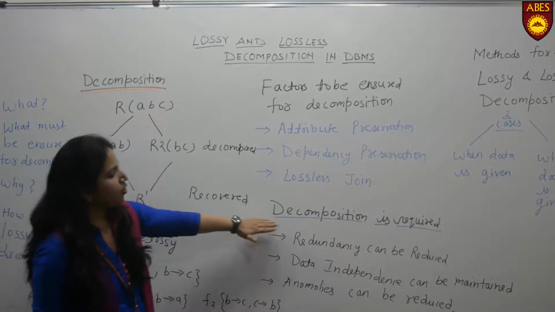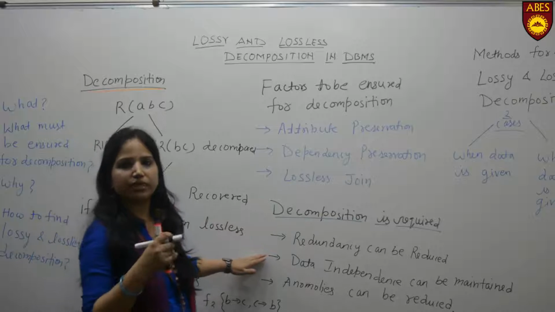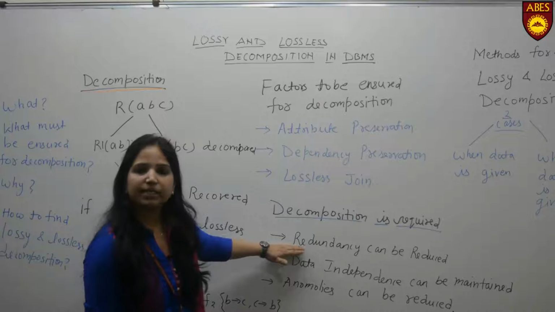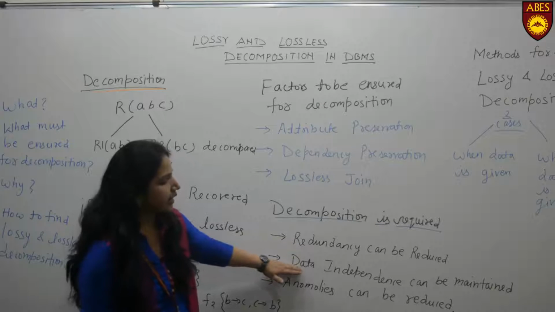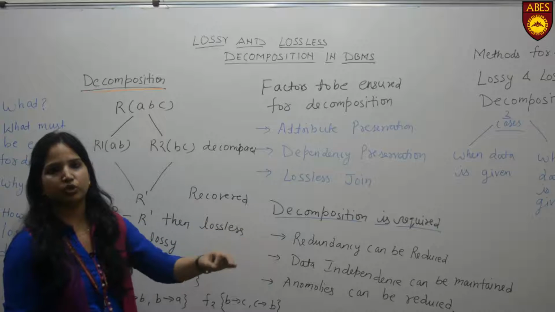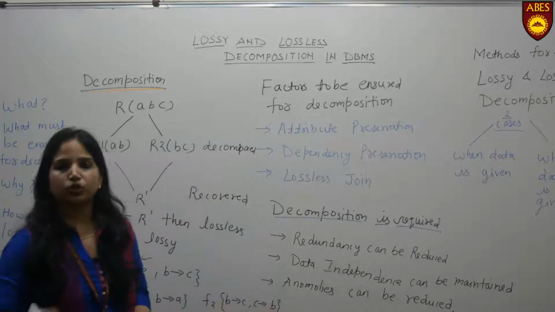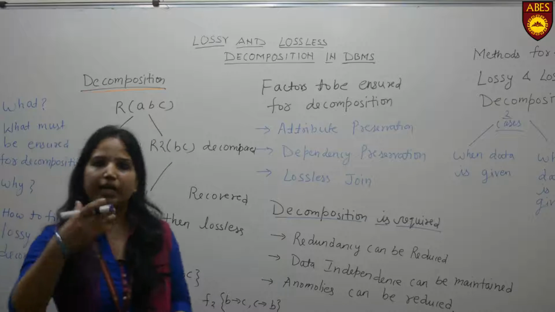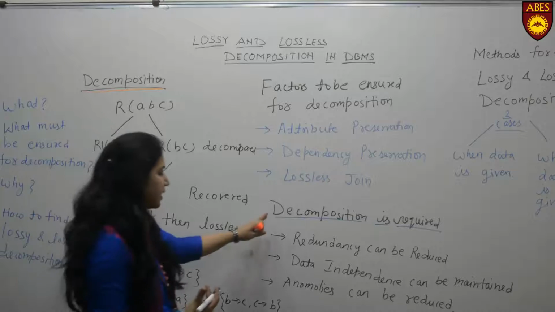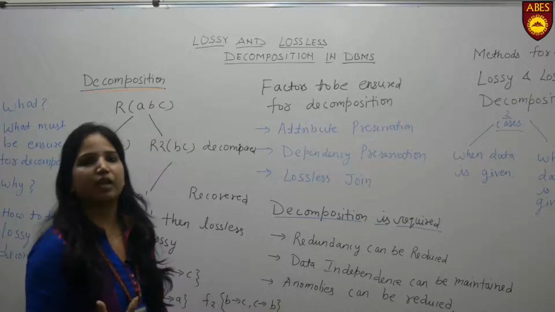Now the third question is why decomposition is required. There are 3 things we can obtain while decomposing a relation in database management system. The first one is that redundancy can be reduced. The second one is that data independence can be maintained while splitting a single relation into more than 2 relations. And along with these 2 properties, anomalies can also be reduced while doing decomposition. What are the basic anomalies in the database management system? Update, insert and delete anomalies. These 3 are very much required in normalization, which we can achieve with the help of decomposition.